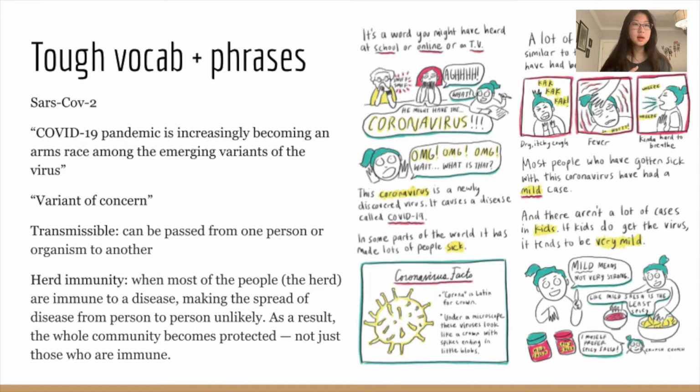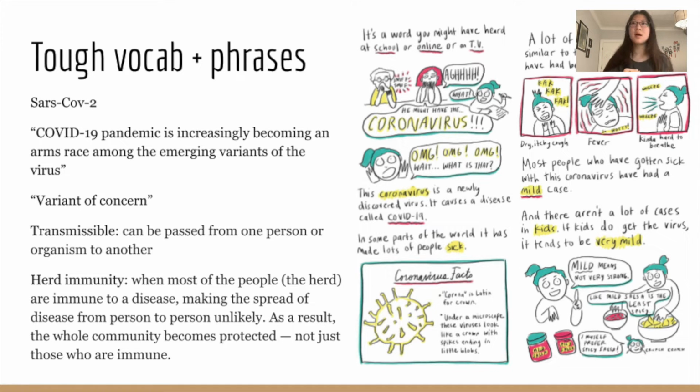And then next, an arms race is basically just a competition between different nations for superiority in the development and accumulation of weapons. So the biggest example would be between the US and the former Soviet Union during the Cold War.